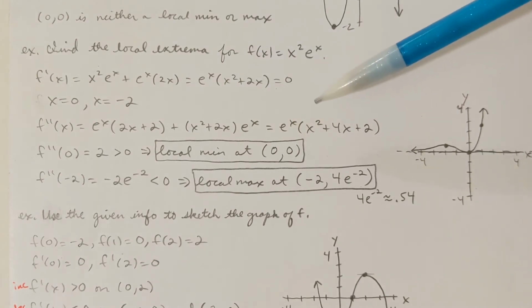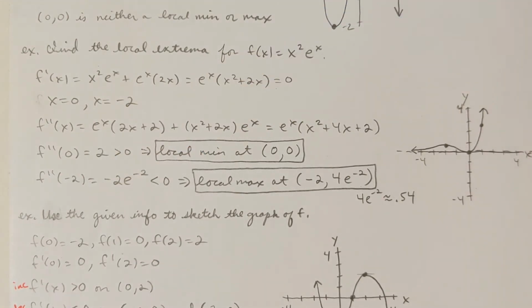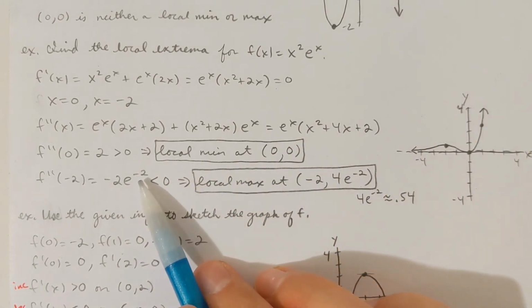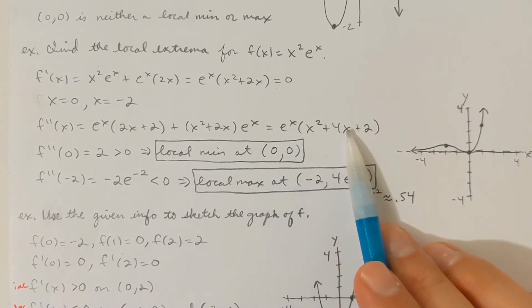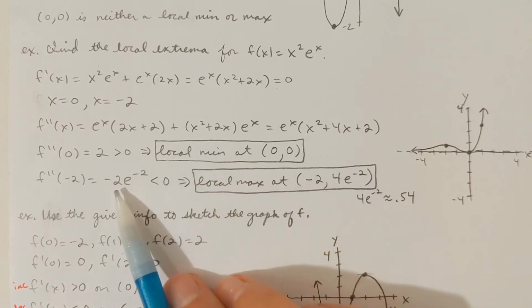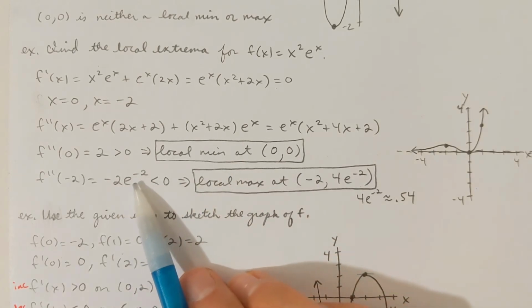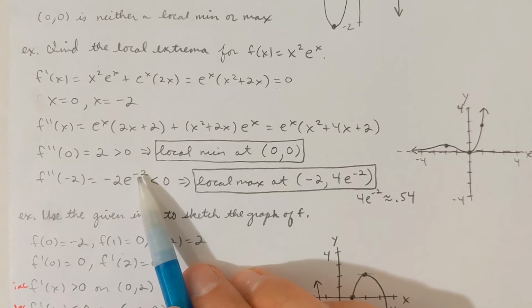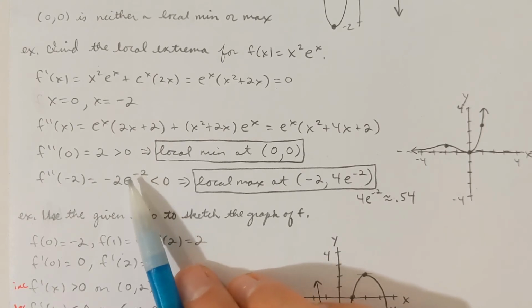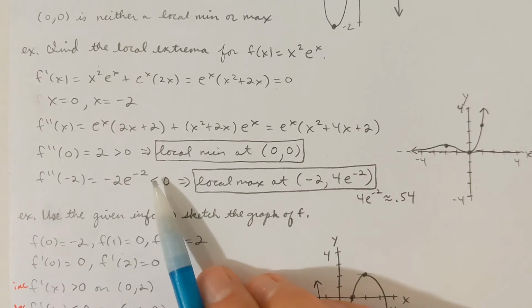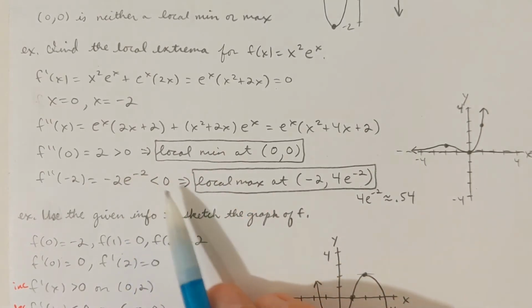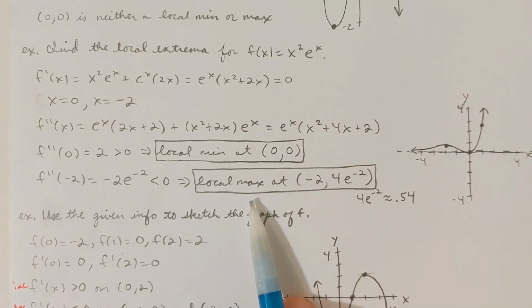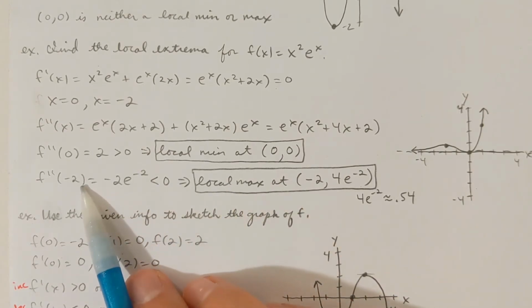If we plug negative 2 into f double prime, we're going to have e to the negative second, and then times negative 2 squared is 4, minus 8 is negative 4, plus 2 is negative 2. E to the negative second, if you were to check that, that would be roughly 0.14, I believe, but it's positive, times a negative would be a negative. Okay, negative 2 e to the negative second would be the exact, but that's a negative number. Therefore, we're going to have a local max at x equal negative 2.